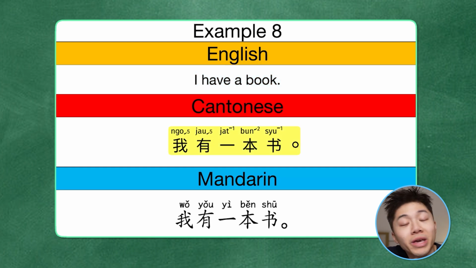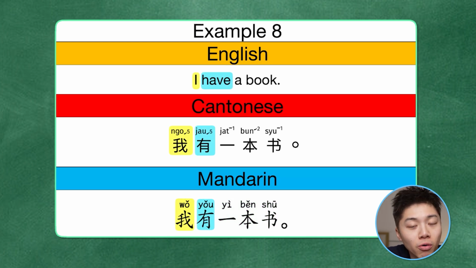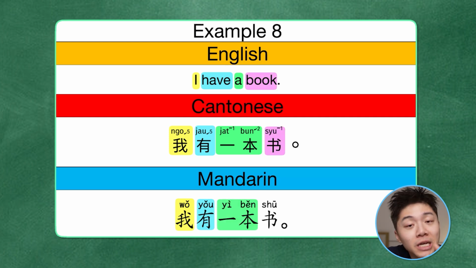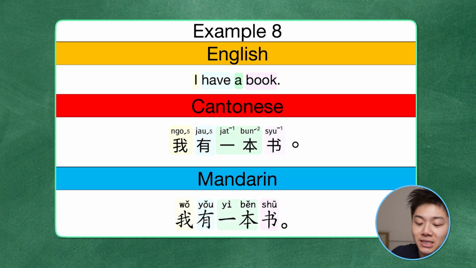In Cantonese, 我有一本書. In Mandarin, 我有一本書. Break this down. 我 means I. 有 means to have. 一本 means a single book. 一本書 means a book. So I have a book. 我有一本書. Next. Word number 9.